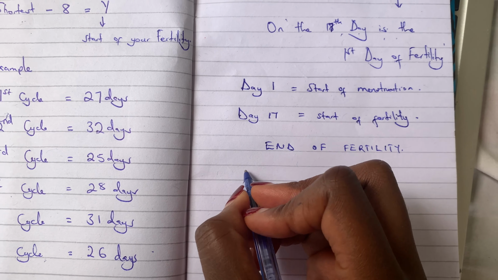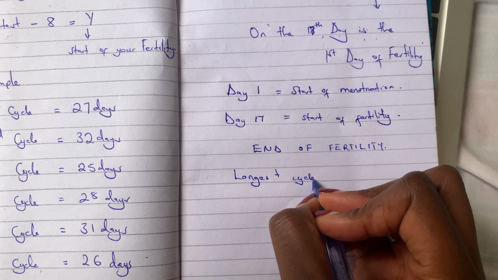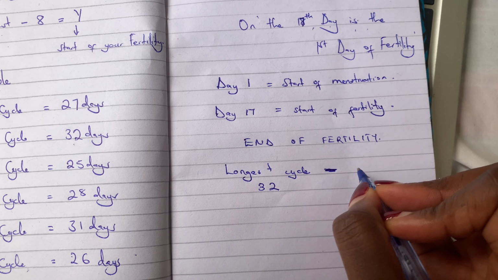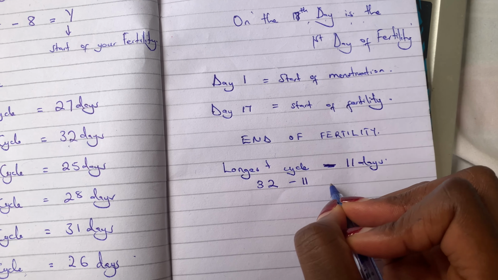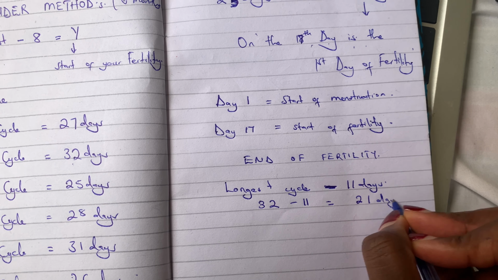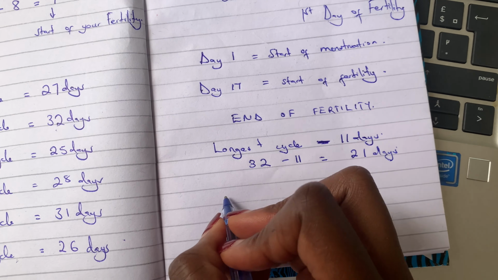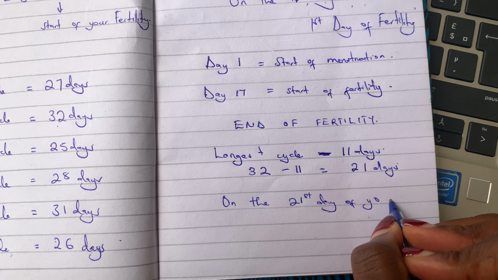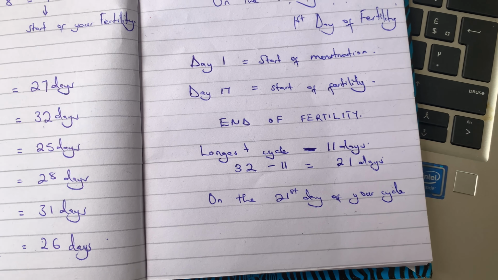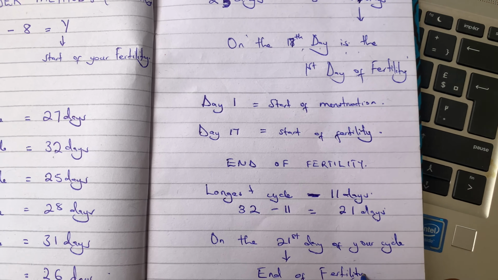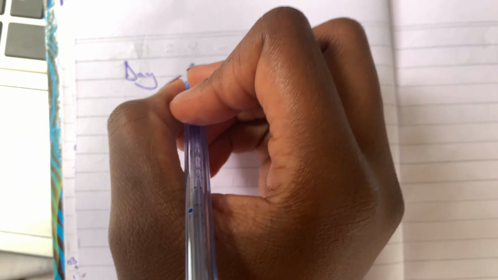So let's find out when the end of fertility is if you're using this method. You take the longest cycle, which was 32 in our case, minus 11 days, which gives us 21 days. So it means that the 21st day of your cycle is the end of fertility. Remember, I'm going to link my video for calculating the menstrual cycle below. If day 1 was on a certain date, the 17th day from that date is the start of your fertility, and the 21st day is the end of your fertility.